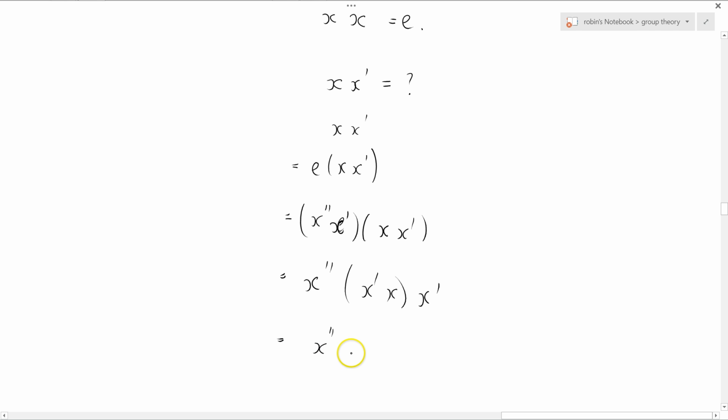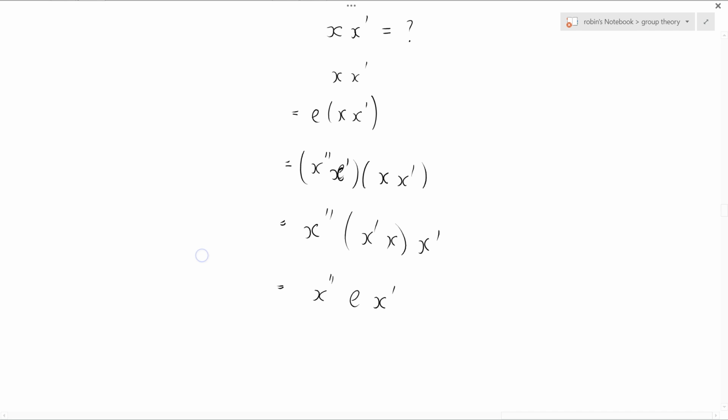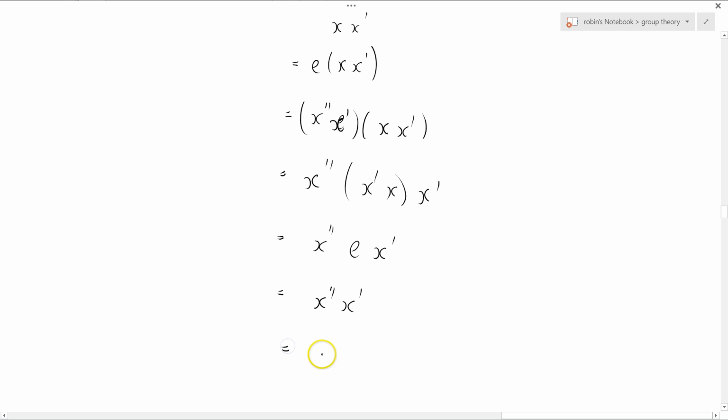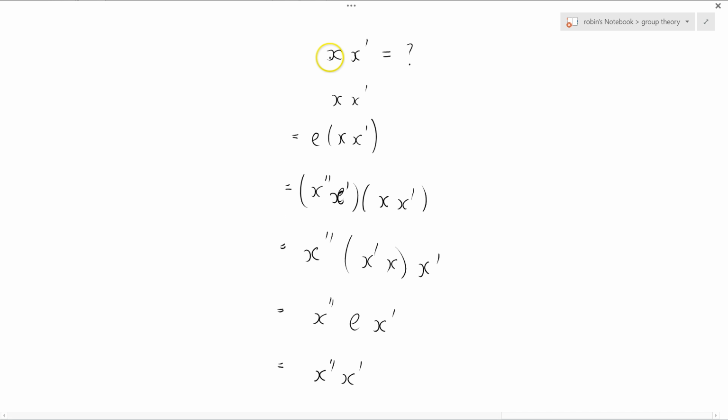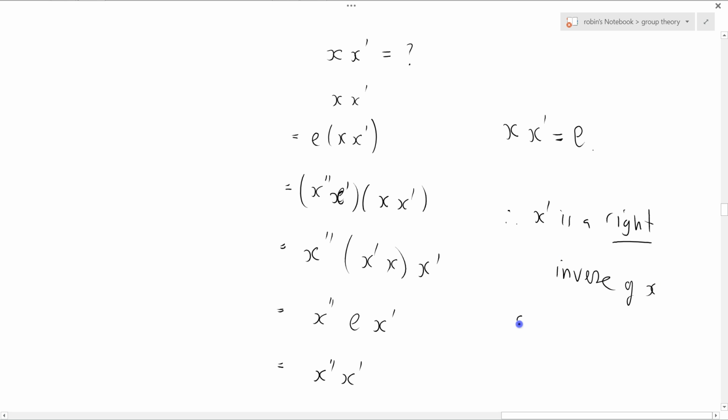equals x dash dash identity x dash equals x dash dash x dash, which equals the identity, because x dash dash is by definition a left inverse of x dash. So summarising all this lot, x dash equals all these things, and equals the identity. So therefore x dash is a right inverse of x, because we know that x x dash equals the identity.